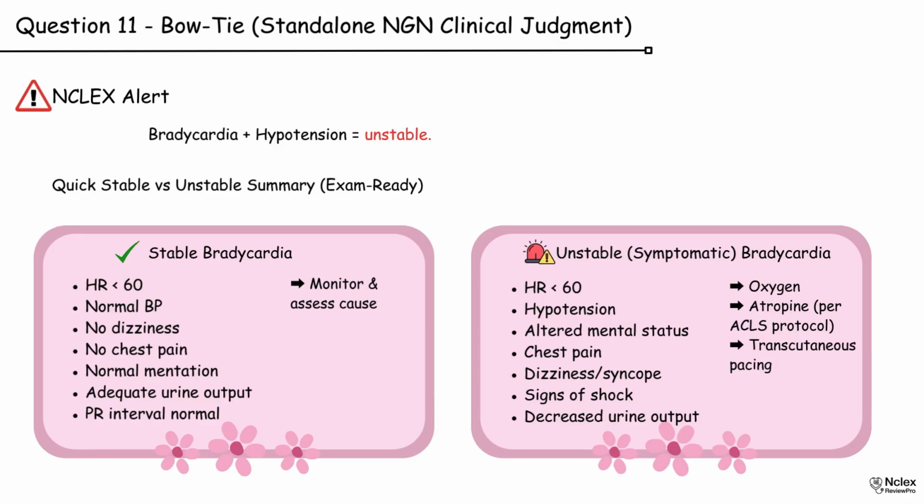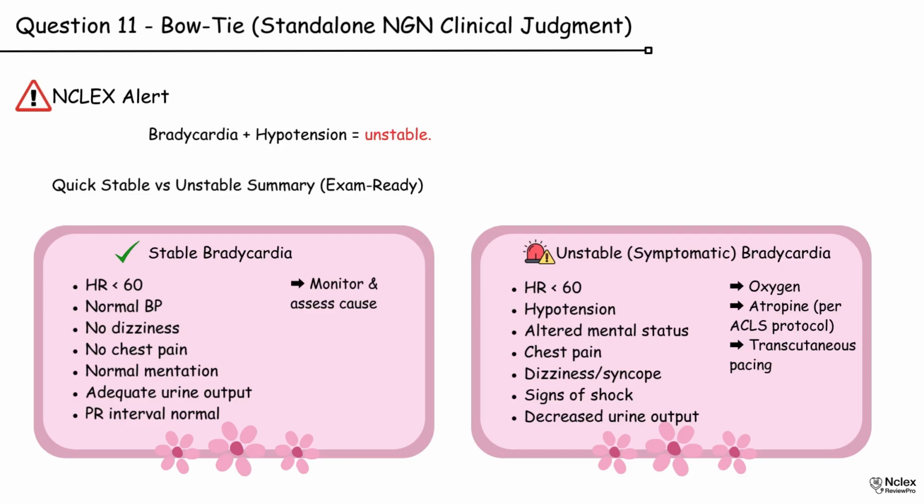Stable bradycardia means the heart rate is below 60, but blood pressure is normal. The client is alert, no dizziness, no chest pain. Urine output is adequate. Perfusion is intact. In that case, you monitor and investigate the cause.